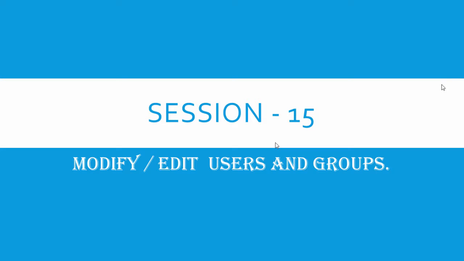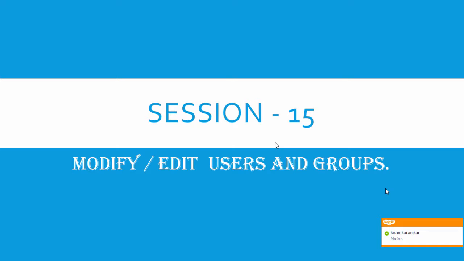Now in section 15, we are going to see how we can modify or edit the users and groups. We are going to see how we can edit the user ID, how we can change the group ID, user ID, and home directory of a user. So which are the default settings generally which we have for users? We are going to modify and edit those particular things. We are also going to see how we add users to groups. So these are the things we are going to check in our session.